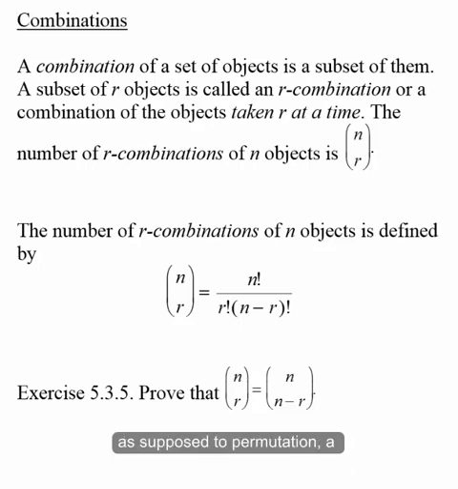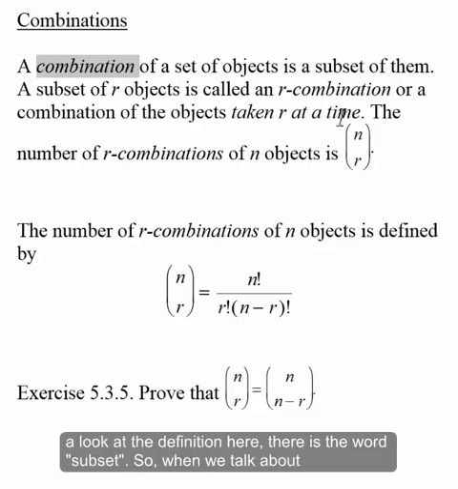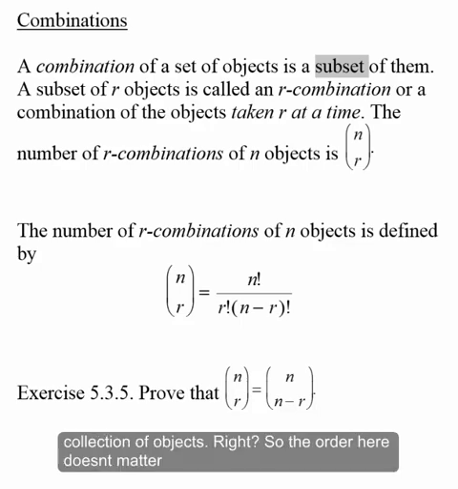So, as opposed to permutation, in a combination, the order of the objects doesn't matter. If you take a look at the definition here, there is the word subset. So when we talked about sets a few sections ago, we said that a subset is an unordered collection of objects, right? So the order here doesn't matter.